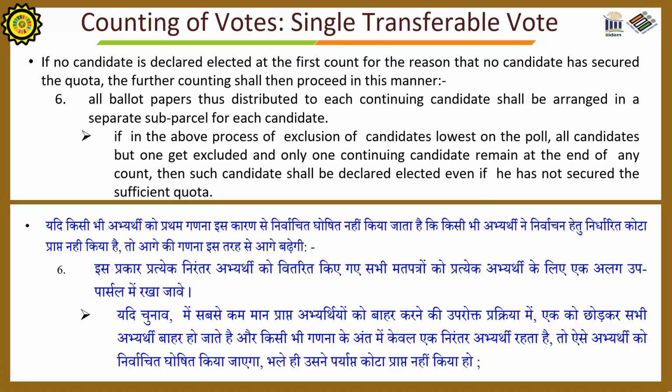If in the above process of exclusion of candidate lowest on the poll, all candidates but one get excluded and only one continuing candidate remains at the end of any count, then such candidate shall be declared elected even if he has not secured the sufficient quota.